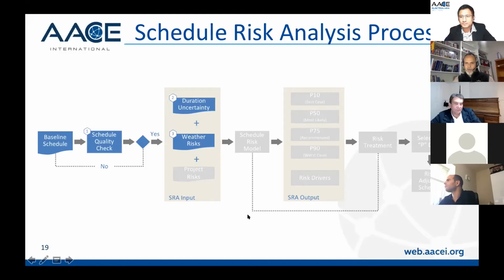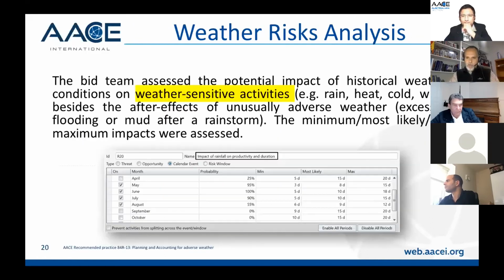Okay, if we don't have any question about duration uncertainty so far, we'll go to the weather risk. The next step after that was just to assess the weather. Some people decide to put the weather in the baseline schedule and just block the working days in the working calendar. My preference is really to have the weather impact in the SRA rather than blocking the working days. Why? Because when using the SRA, you can assess not only the normal weather condition, but also the after effects of unusual extreme weather.